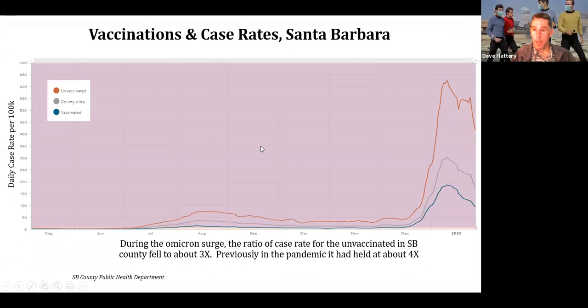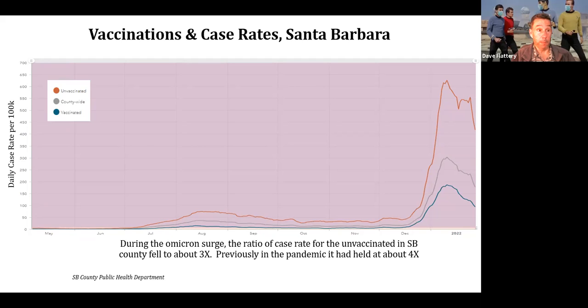In Santa Barbara, these are the case rates versus vaccination. This is a very good graph that the Public Health Department publishes. So the gray line is overall, the blue line is the vaccinated part of the population, and the orange line is the unvaccinated part. It's a little hard to tell, but pretty much all through here, the case rate in the unvaccinated population was about 4 times as high as it was for the vaccinated population.